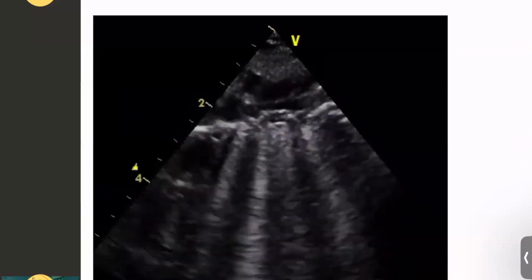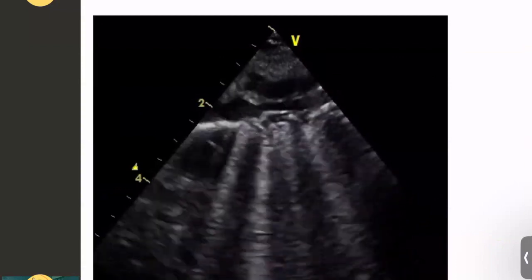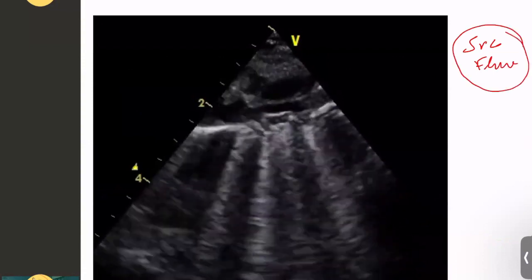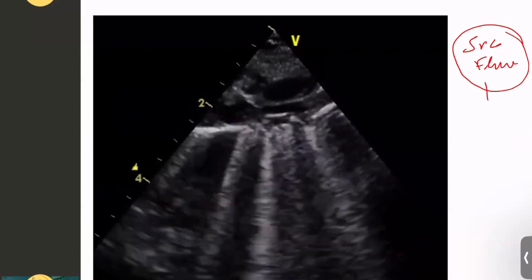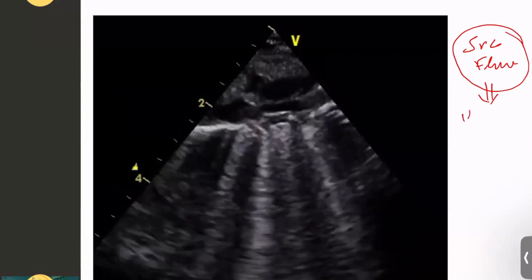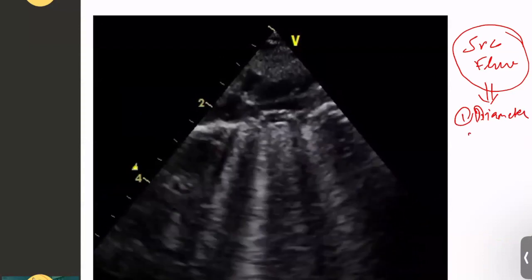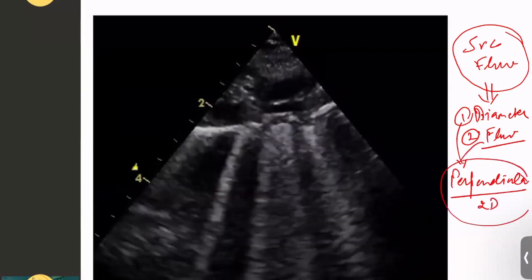Okay, this is what somebody was asking about: superior vena cava, the SVC flow. I will spend 2 minutes because people have a lot of interest in this. For any flow, for any output, what do we need? Two parameters. One is diameter and one is flow. The diameter is best taken when your beam is perpendicular, because it is taken in 2D format. And flow is the color and pulse wave Doppler, and it should be parallel.